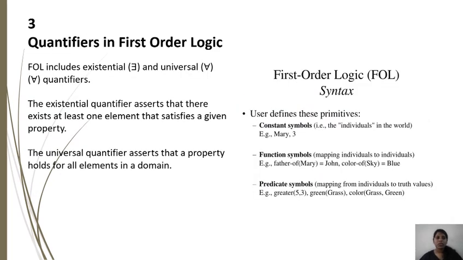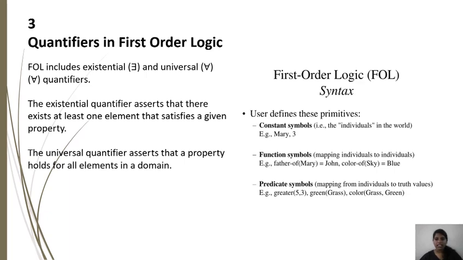Now let us see what are quantifiers in first order logic. FOL includes existential and universal quantifiers. The existential quantifier asserts that there exists at least one element that satisfies a given property. The universal quantifier asserts that a property holds for all elements in a domain.